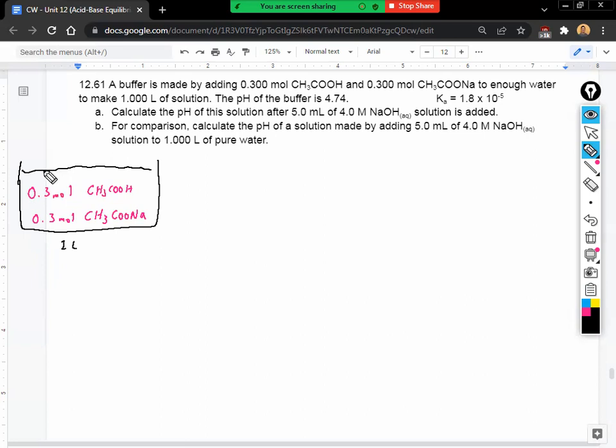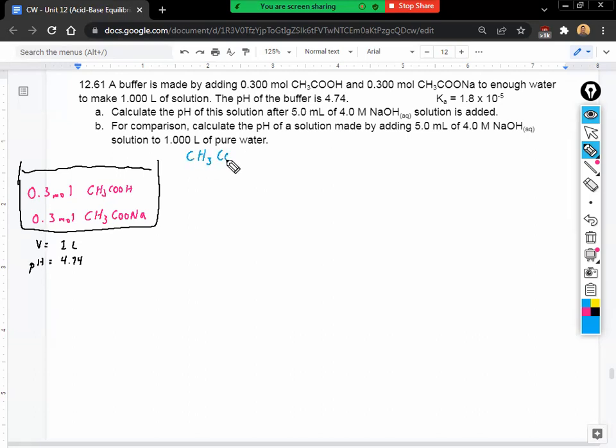So the volume is 1 liter. It also tells you that the pH of this buffer is 4.74. Okay, so there are a couple of things we can figure out about this system. Now, we made the buffer already, so this system is in equilibrium right now. That means we can find a lot of information about this. We're not going to make an ICE table, but I'm going to write the chemical equations.